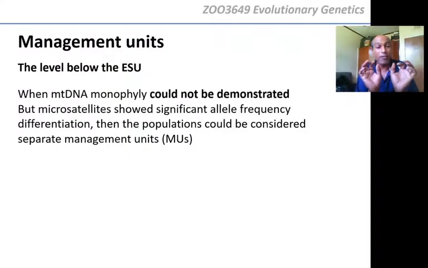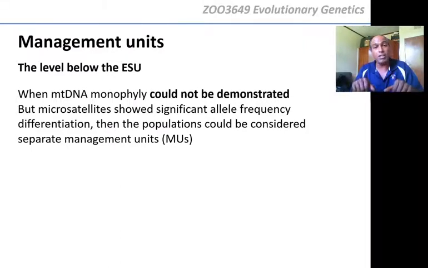Okay? So you have recently a stop in gene flow that created some differentiation, but the gene flow has not been stopped for a long time. Okay, in other words, that's why you don't pick it up in the monophyly of the mitochondrial DNA. So gene flow has stopped, but it stopped recently, and you got some differentiation happening, but not old differentiation. In that case, you can't give it the same priority as an ESU. Okay, you give it a lower priority and you call it a management unit.